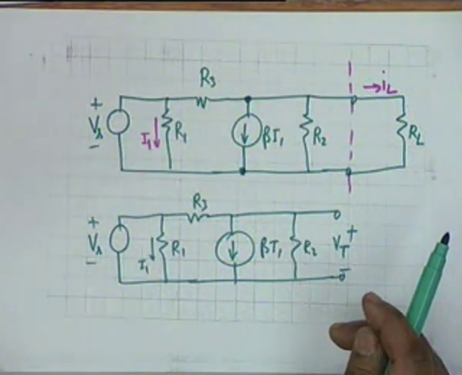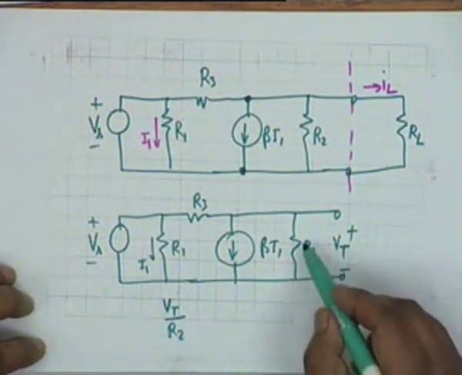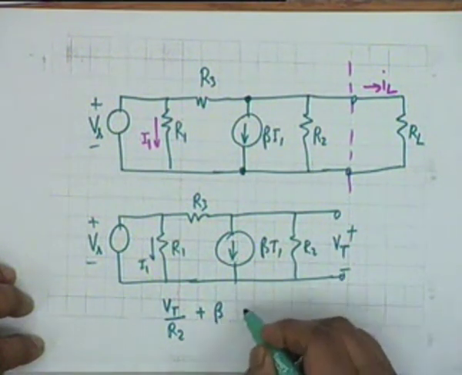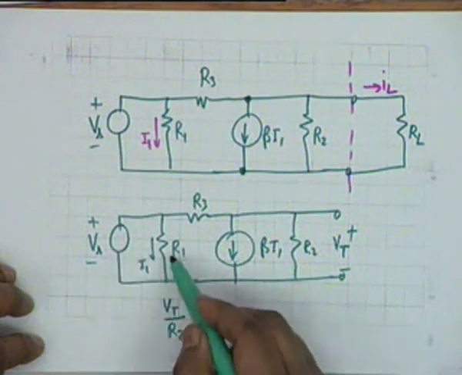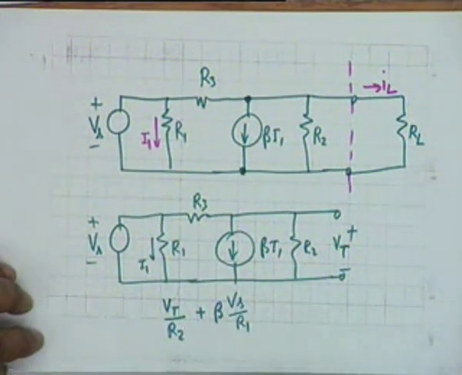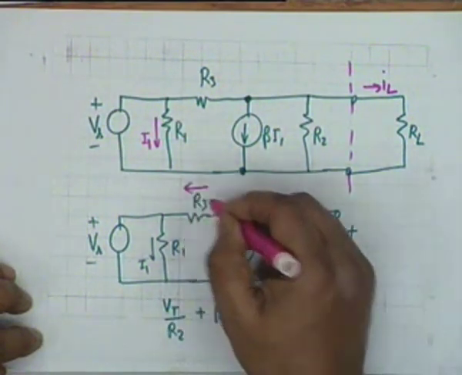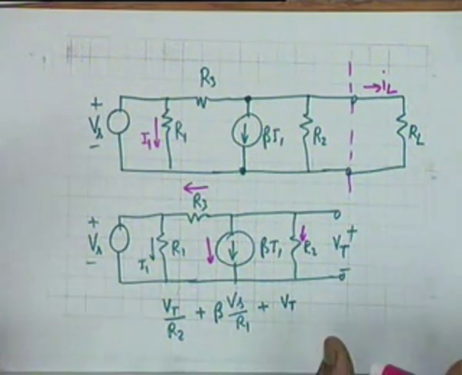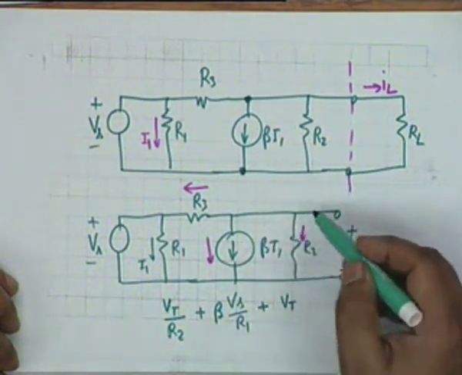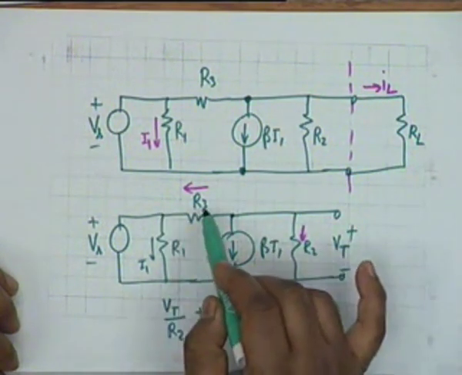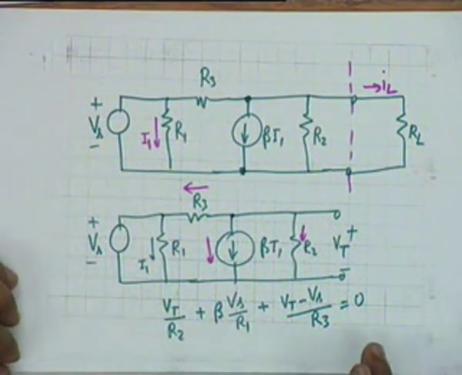So you write one KCL equation, that is sum up all the currents that leave this node VT. Obviously, these are VT by R2, this is the current through R2, plus beta I1 leaves this node. But what is I1? I1 is Vs divided by R1. So, beta Vs divided by R1, all right, plus the current through R3. There are three currents that you have to take care of. These are the three currents leaving the node, and the sum of them should be equal to 0. So, the third current, the current through R3 is VT, this potential, minus Vs divided by R3. So, VT minus Vs divided by R3, and this should be equal to 0, which immediately gets you what is VT.